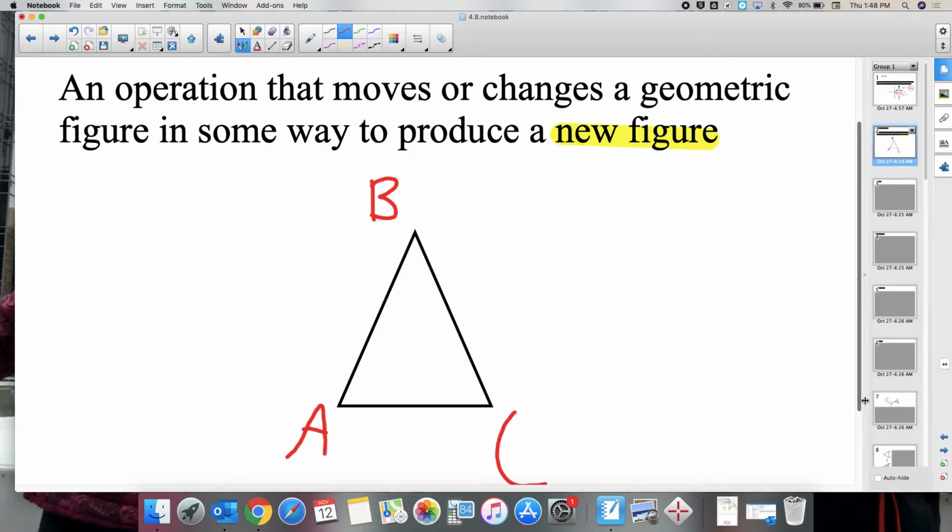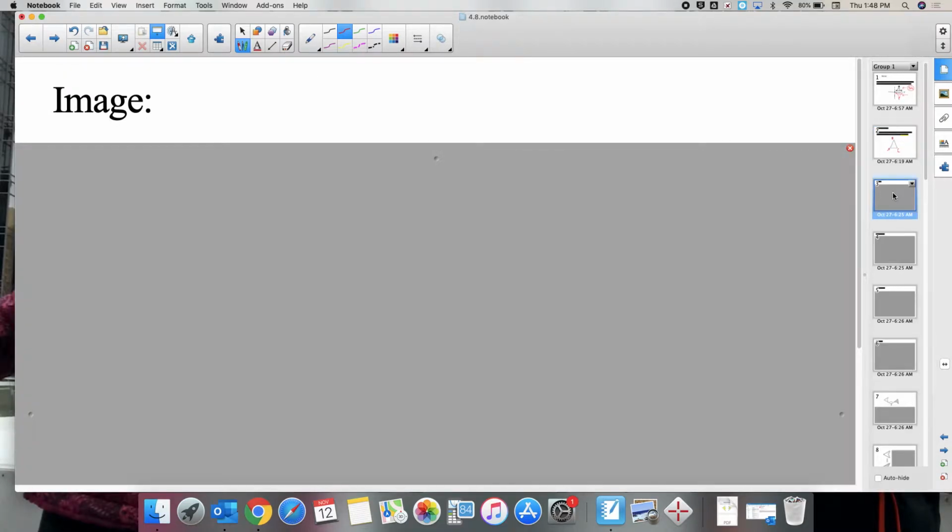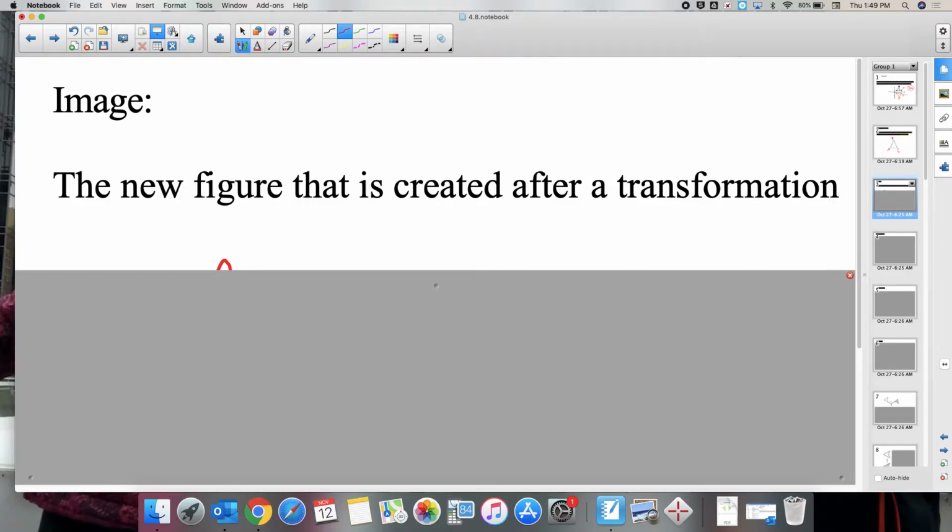Last year, you learned them as maybe a slide, or you learned it as a flip, or you learned it as a turn or a rotate. Those are different terminologies, but it's the same idea. The new figure that you create is known as the image. It is a new figure that's created after a transformation.